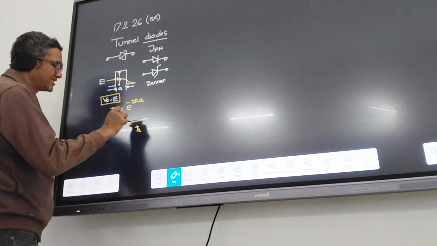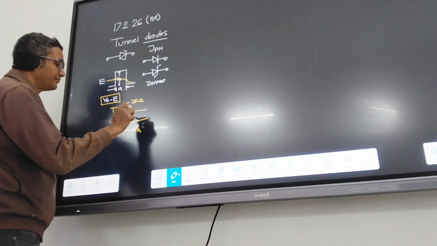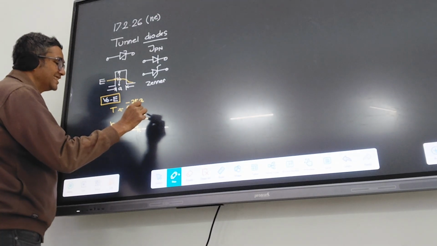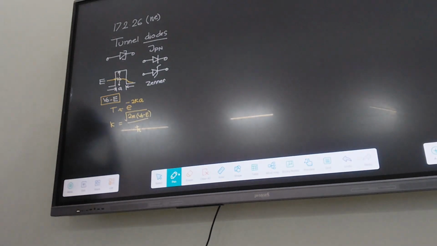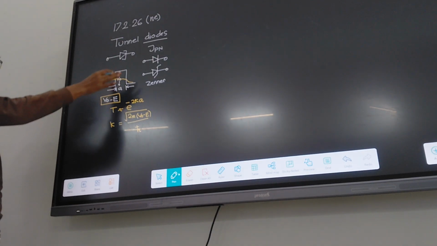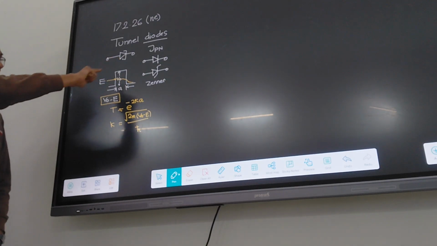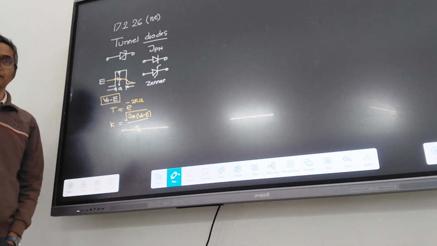square root of 2m (V naught minus E) over h cross. So this sort of tunneling phenomenon, where the electron, even though it has lower energy compared to the barrier, can pass through. This phenomenon is found with the diode.